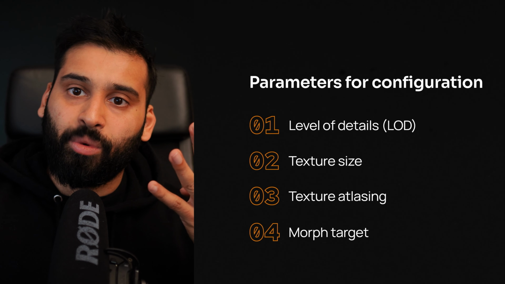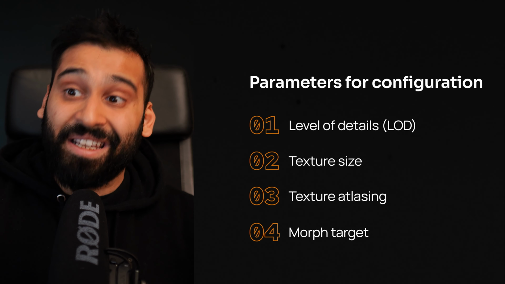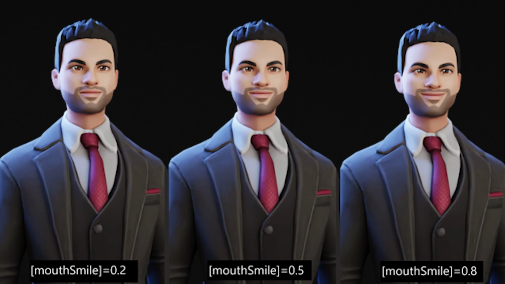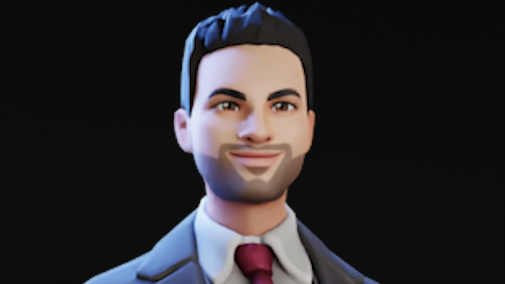And number 4, which is the morph target or blend shapes, which is basically the facial animations, like how much you smile and everything, which can also really blow up the performance. This is also something that you can set inside of Unity, which we will now check out.